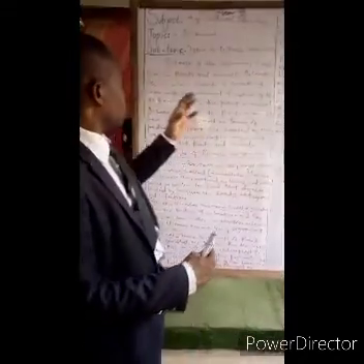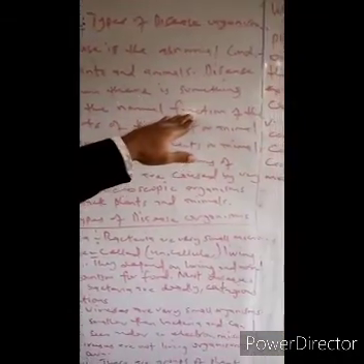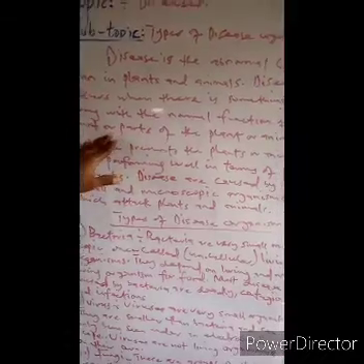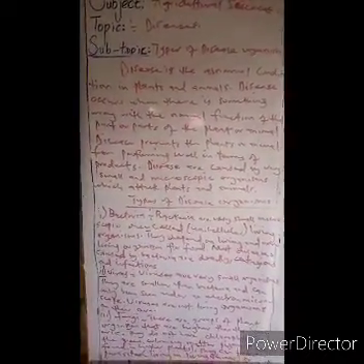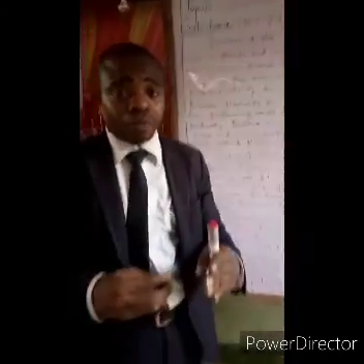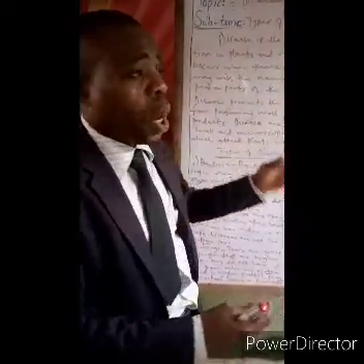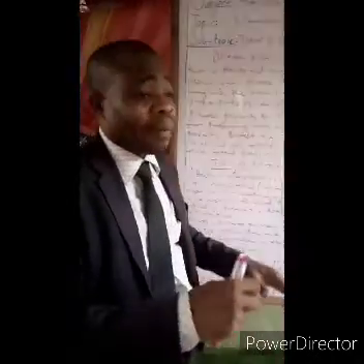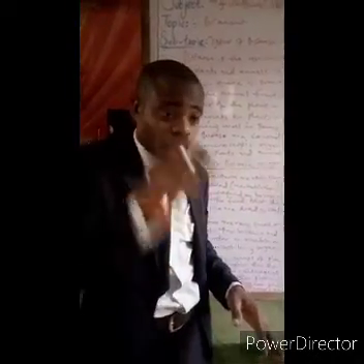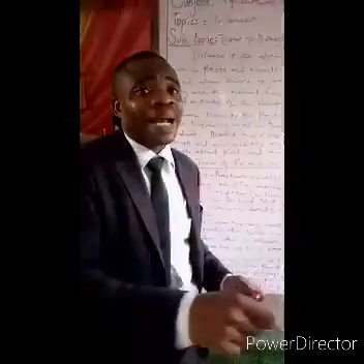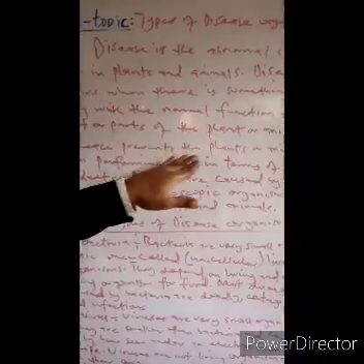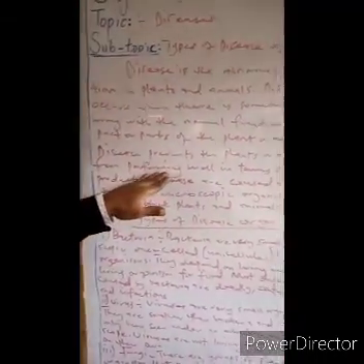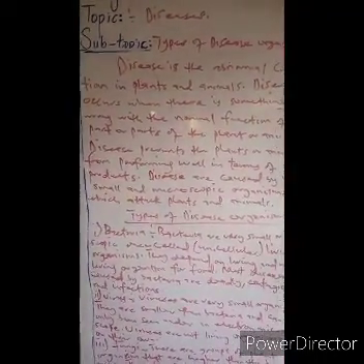I proceed. So disease occurs when there is something wrong with the normal functions of the part or parts of the plant or animal. So when you discover that there's a problem with either the part or any part of the plant or animal, you should be able to know that something is wrong with such a plant or animal. So disease prevents the plant or animal from performing well in terms of product.